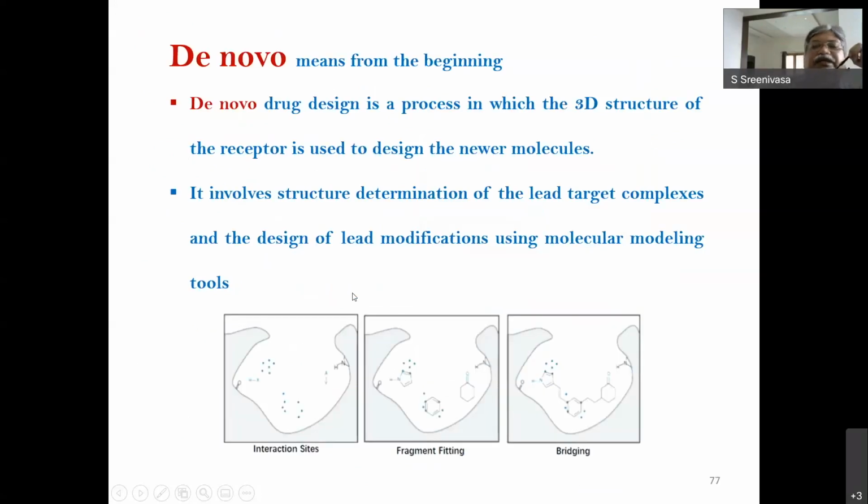See, this is the last one, de novo, where we know the protein and we don't know the drug molecule. See, I told you the protein has a structure. Okay, this concave place is there. This concave area, I know the area of this molecule.